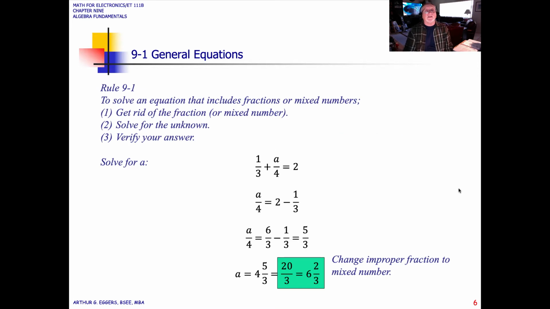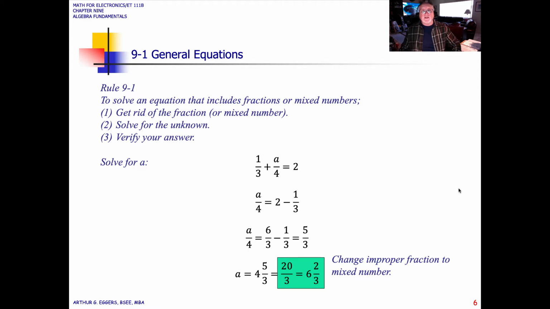Rule 9 then says to solve an equation that includes fractions or mixed numbers, again, we get rid of the fraction or the mixed number. We solve for the unknown, and then the last step is always to verify. We may not always do that. I will leave that up to you.